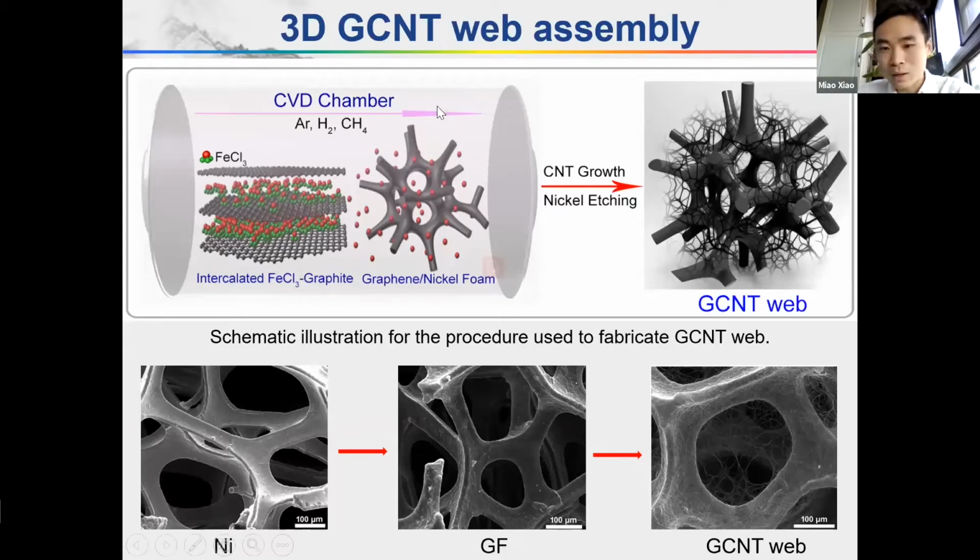Here we have a chemical vapor deposition fabrication process of the scaffolds. Here we use the iron chloride confined graphite as the catalyst, and then we put it into the as-prepared graphene foam. Then we use the second step, chemical vapor deposition, to deposit the carbon nanotubes inside the holes of the graphene foam. Here with the SEM, we can see the graphene foam, and after the growth, the carbon nanotubes fill into the holes of the graphene foam.